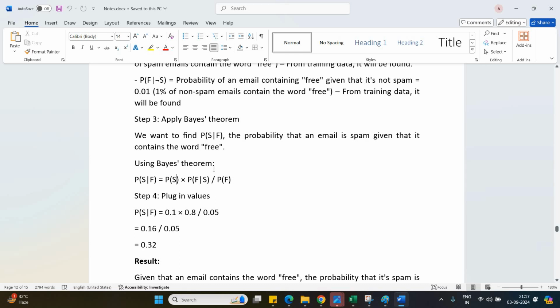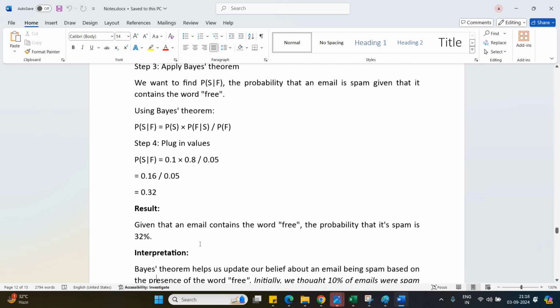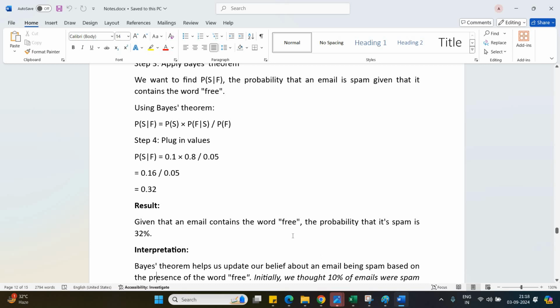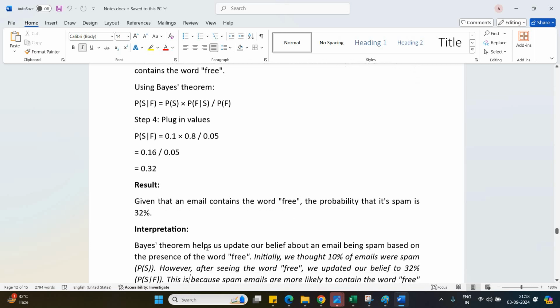So from the sample data, you find the probability of all these things, right? All these values on the right hand side you can find. You have to find out the value of the left hand side. So if you plug in the values, you find 0.32, which means 32% of the emails, if they contain the word free, could be spam mails, right? So you have seen that given that an email contains the word free, the probability that it is spam is 32%. Now we can interpret these results.